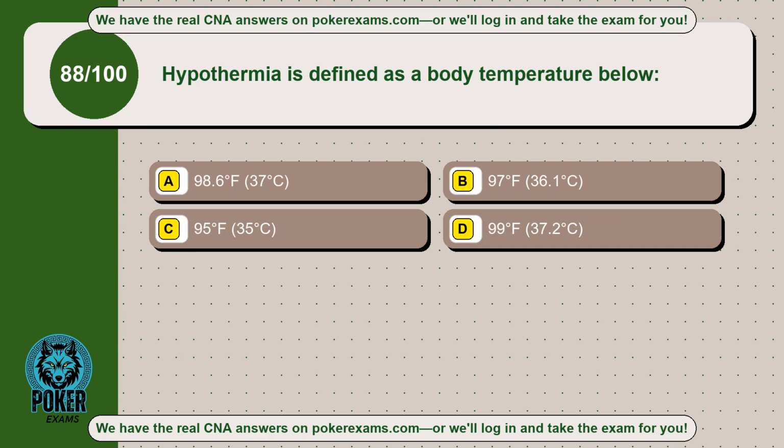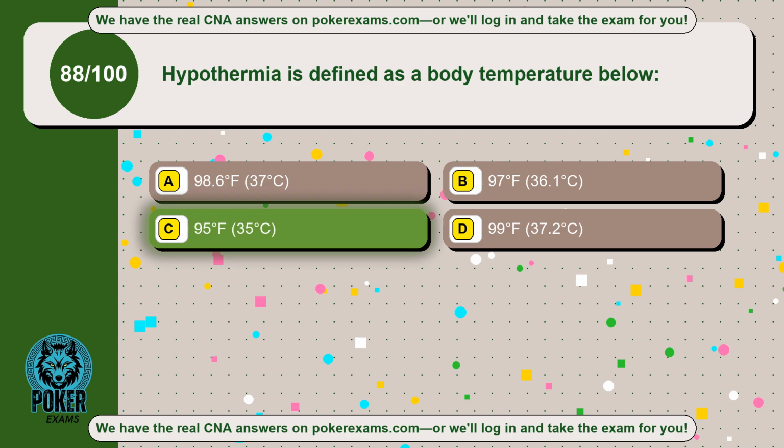Question 88. Hypothermia is defined as a body temperature below: Option A, 98.6 degrees Fahrenheit, 37 degrees Celsius. Option B, 97 degrees Fahrenheit, 36.1 degrees Celsius. Option C, 95 degrees Fahrenheit, 35 degrees Celsius. Option D, 99 degrees Fahrenheit, 37.2 degrees Celsius.